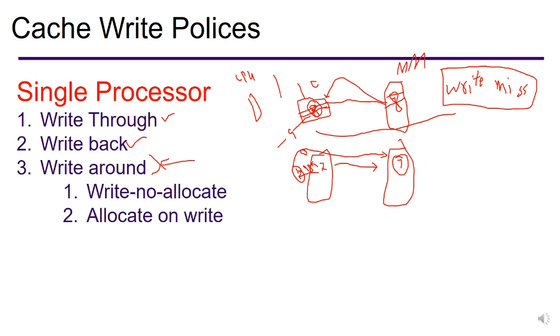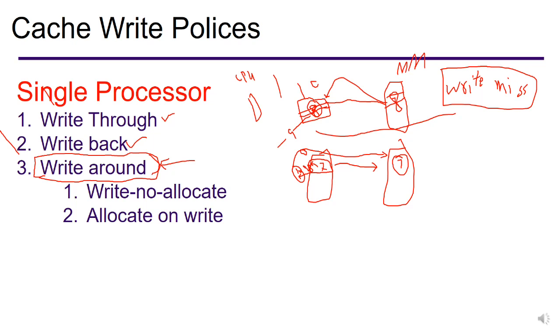I will look for this memory location in the cache. If this memory location is not present in the cache, such an instance is called write miss. The processor is willing to write to an address in the main memory, but the address is not in the cache. So this situation is called write miss. So write around is concerned with such a situation for writing data.